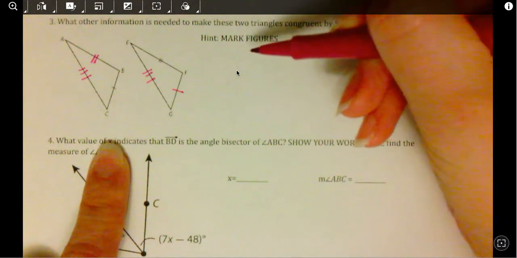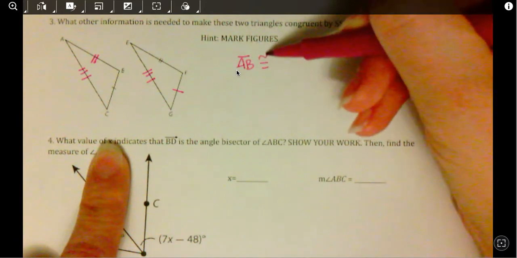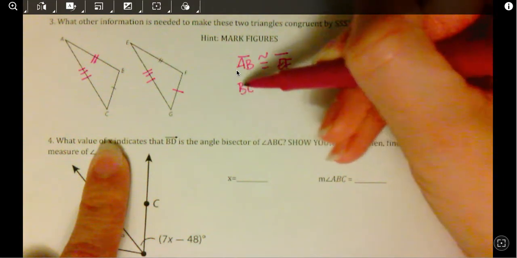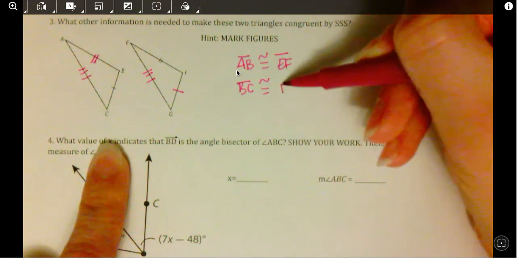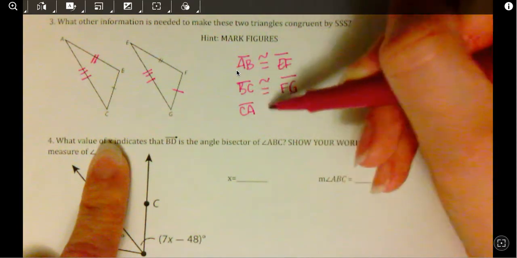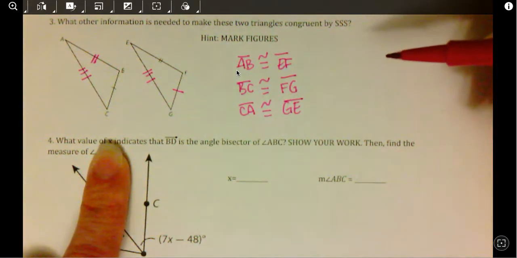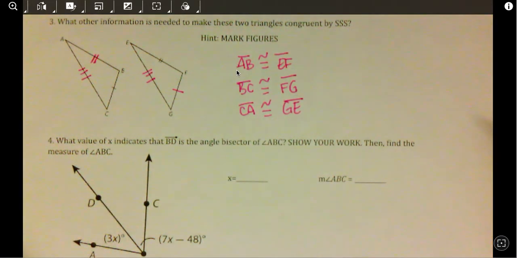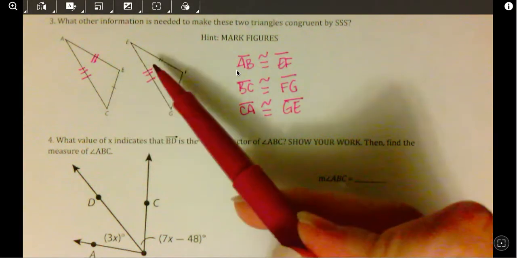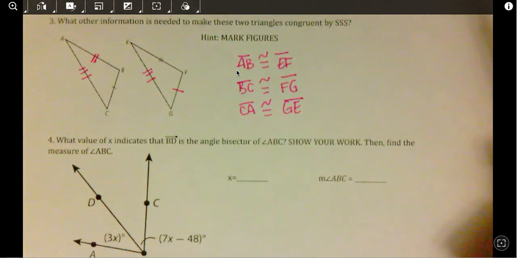But you need to write out the sides, that AB is congruent to EF. BC is congruent to FG. That CA is congruent to GE. That's the information you need to know they're congruent. Because these sides are not marked. They're given to us, but they are not congruent. So you have to mark that these things are congruent.